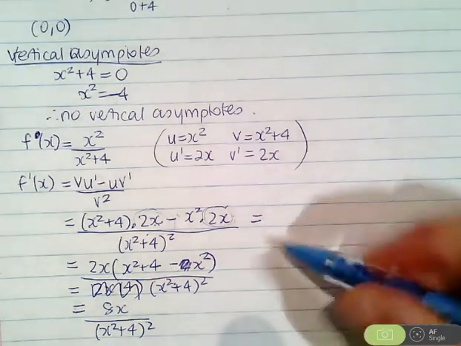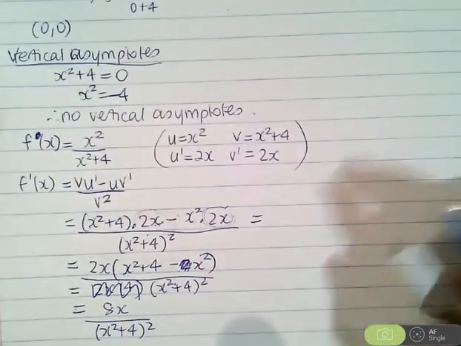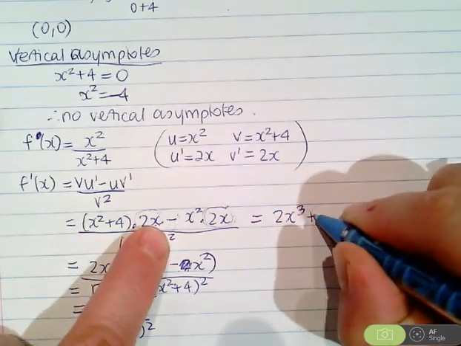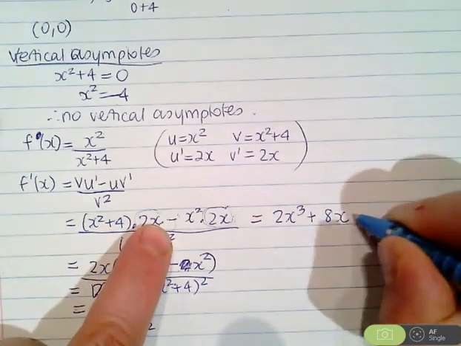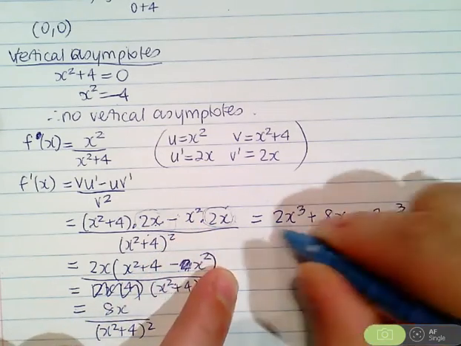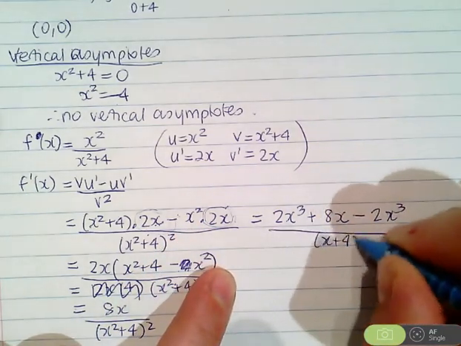Now looking back over here, I probably could have expanded it, and I'll do that now. I've got 2x times x squared is 2x cubed, plus 2x times 4 is 8x, minus x squared times 2x is 2x cubed. And that is over x squared plus 4 squared.